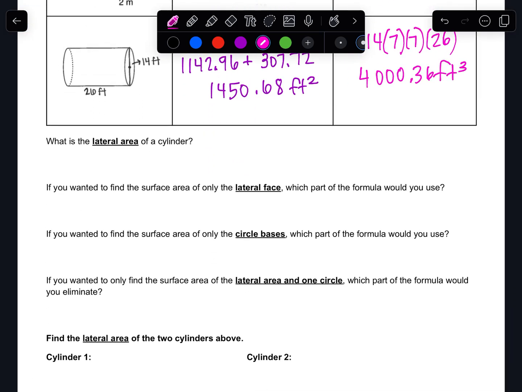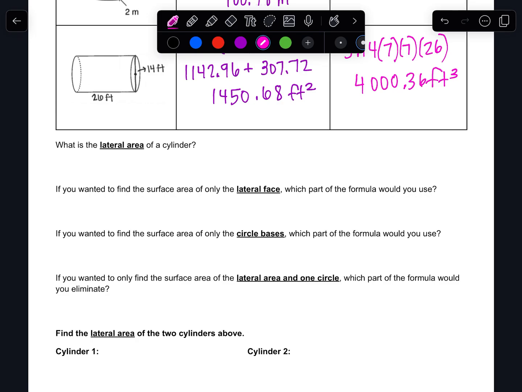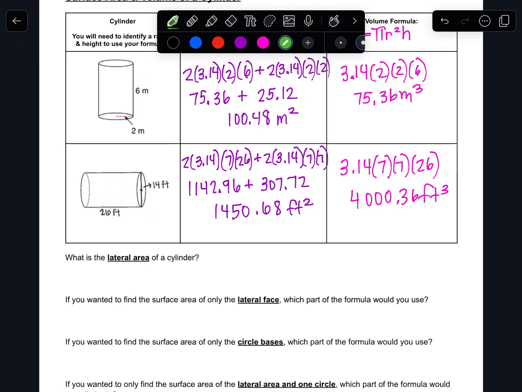There's a few questions at the bottom here that I want you to consider, and I'm going to talk about them by drawing some pictures. When we talk about the lateral area of a cylinder, we're simply talking about, and I'll use this diagram up at the top, the rectangle that kind of surrounds it. So I'm going to draw it out here so you can see it. Like if you think of a soup can, if you cut the label off, the lateral area is the label that surrounds the soup can from top to bottom around the cylinder.